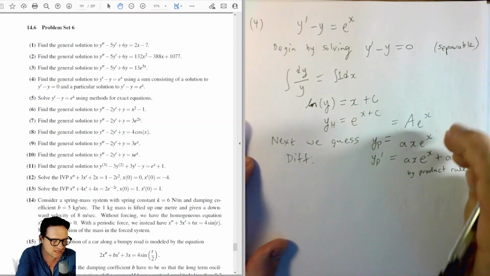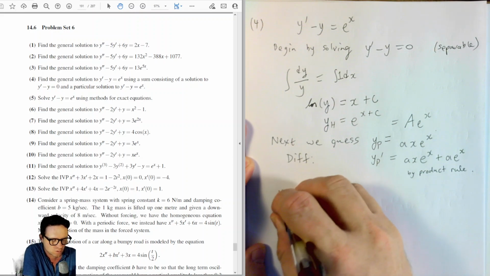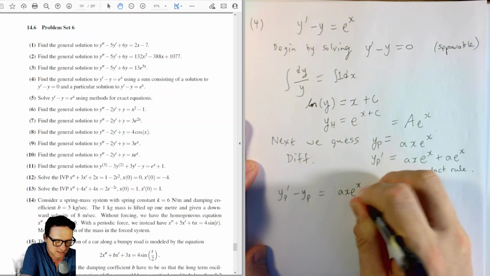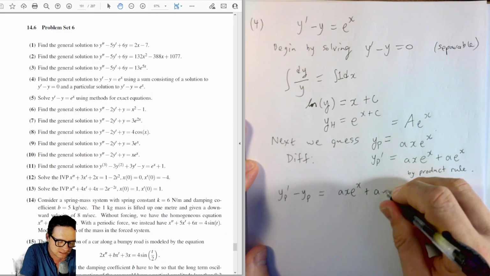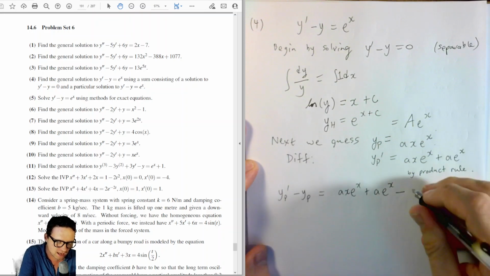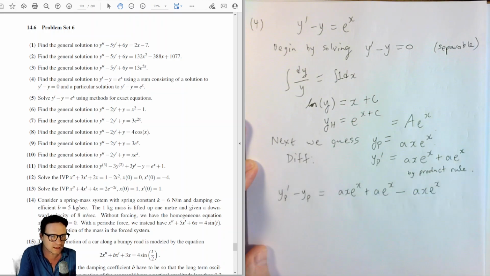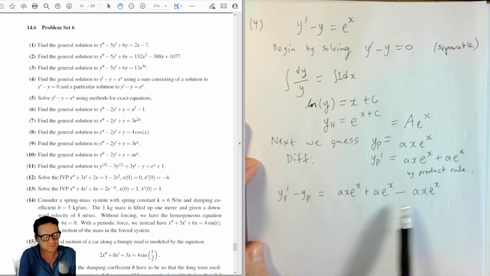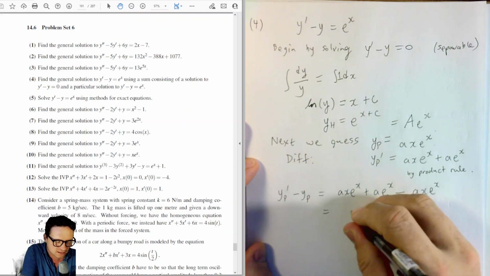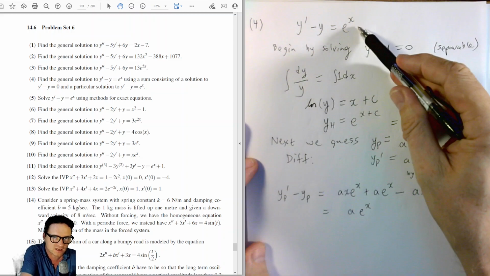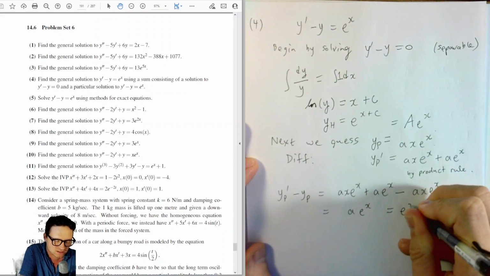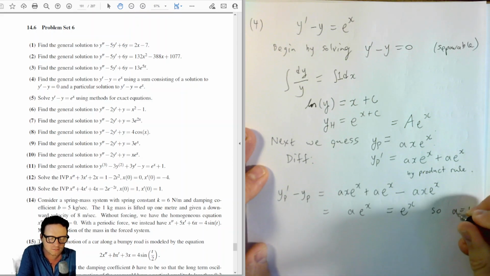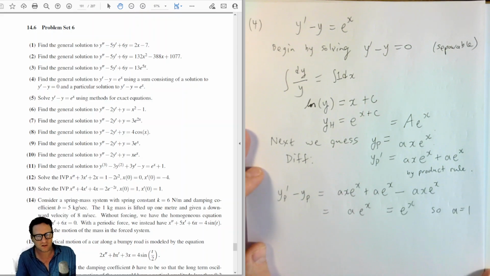Alright, so fantastic. Now we take the two of these and sub those into our differential equation. So yp dash minus yp is equal to ax e to the x plus a e to the x minus ax e to the x. Okay, great. And so we can see that these two here vanish. We just get a e to the x, and that's good because we can match that to what we expect to get here, e to the x. And so we see we must have lowercase a equal to 1. Okay, and that gives us our particular solution.